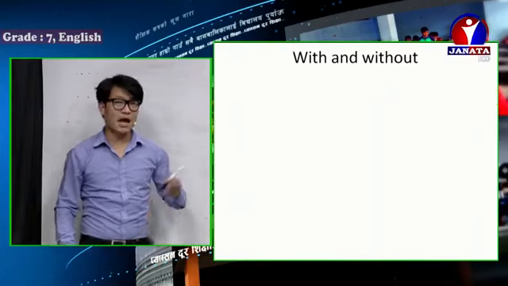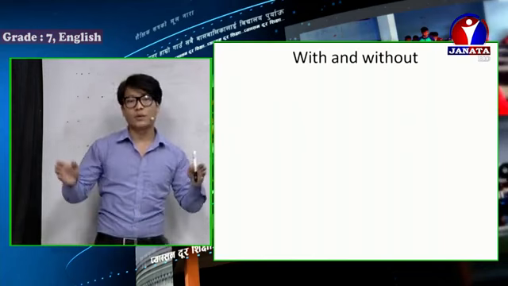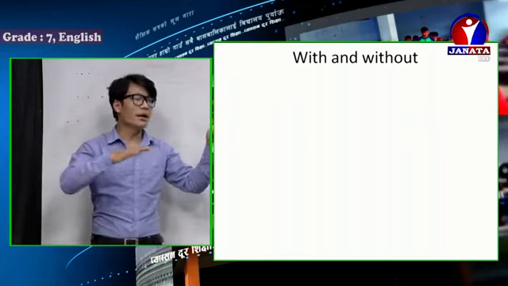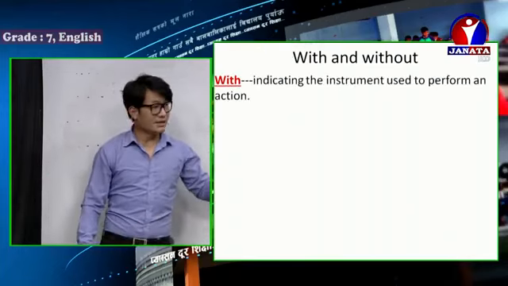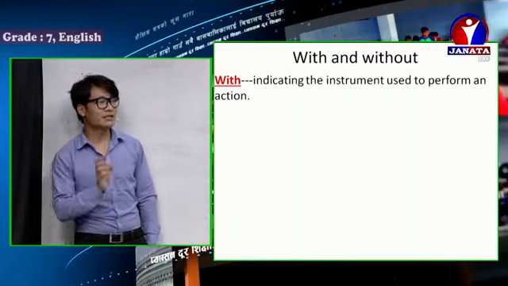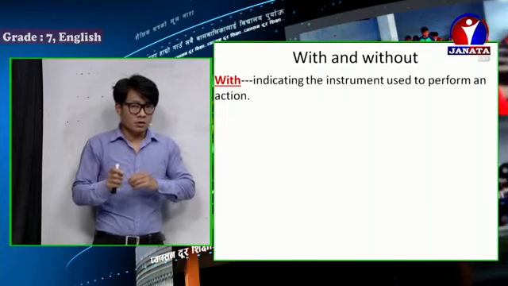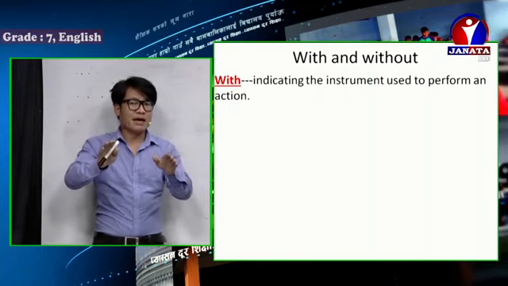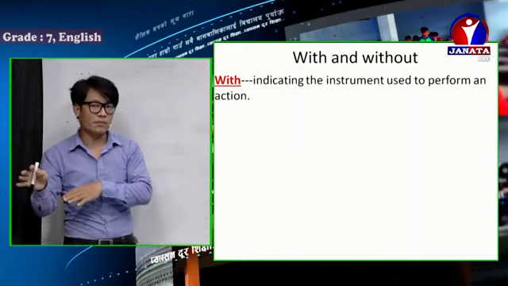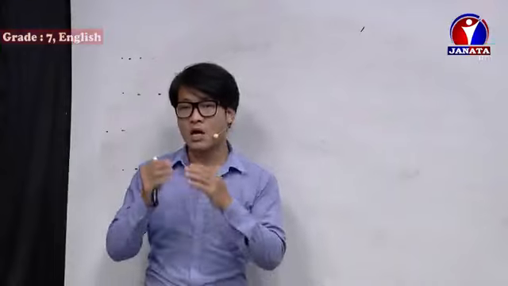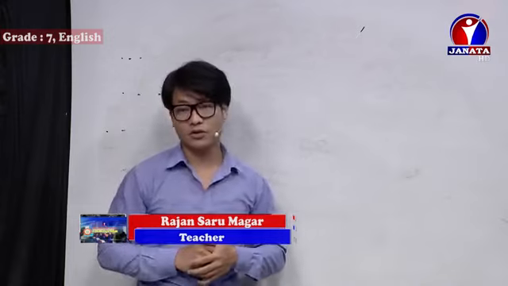Now let me start another one: with and without. So we will now learn what the difference between with and without is and how to use them. Okay, so you can see here, with indicates the instrument used to perform an action. Suppose you are performing some action, but that is not possible without some instrument, and you are using some instrument to perform that action, then at that time obviously the preposition with is used.